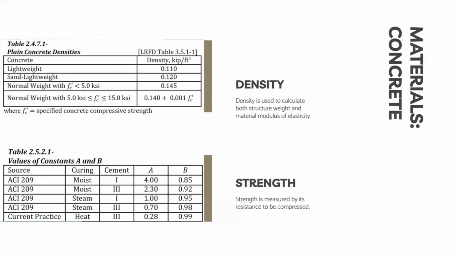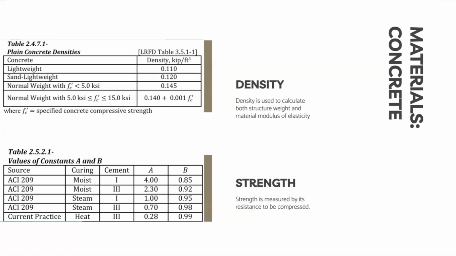Moreover, due to the higher density of reinforcing and pre-stressing steel compared to concrete, they add about 0.005 to 0.01 kips per foot cubed to the plain concrete density, with potentially more significant increases for heavy reinforcement elements.